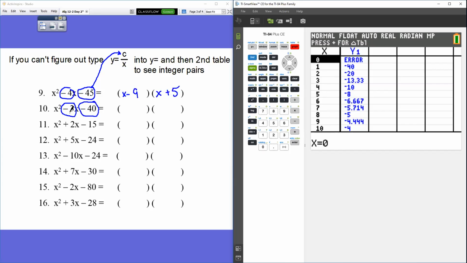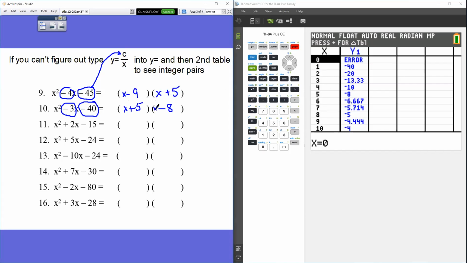So we're looking for the pair that adds up to negative 3. Well, this would add up to negative 39. This would add up to negative 18. This would add up to negative 6. This would add up to negative 3. Ding, ding, ding. It is x plus 5 and x minus 8.